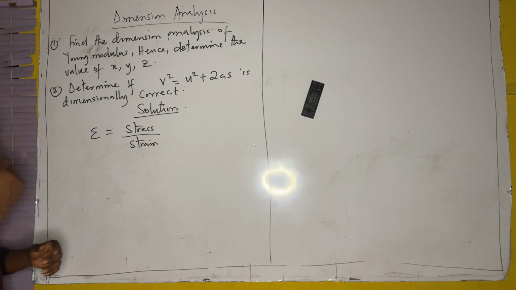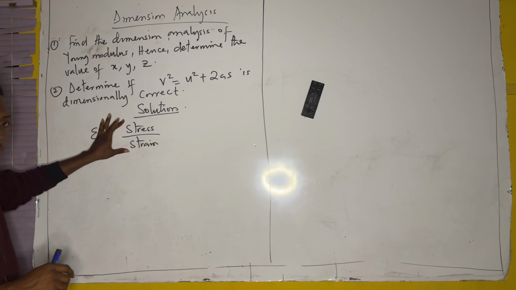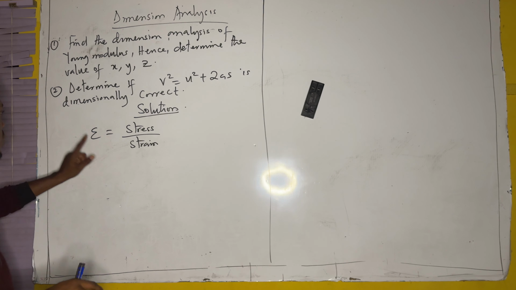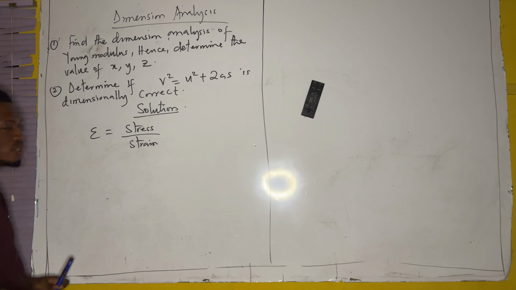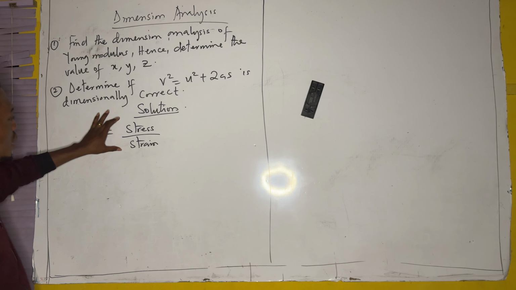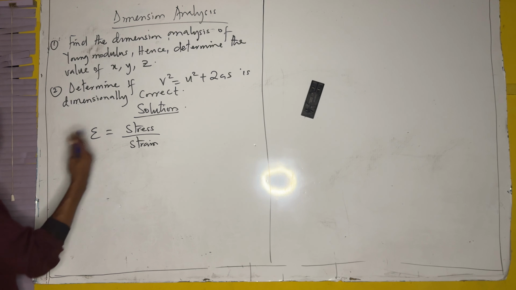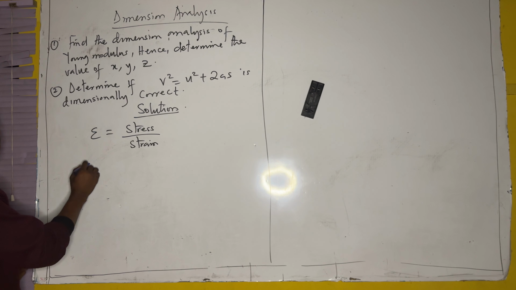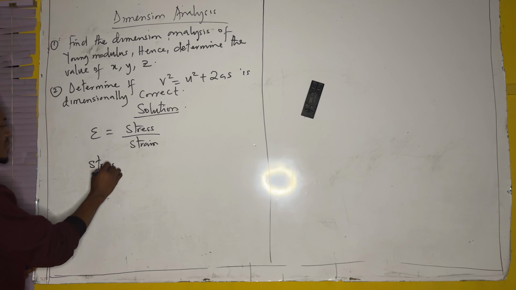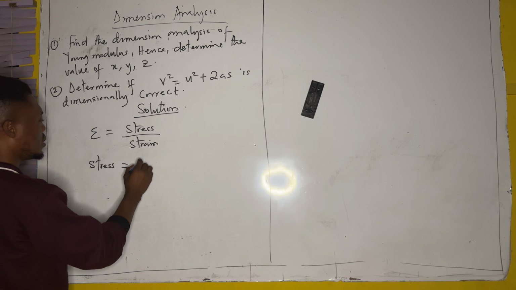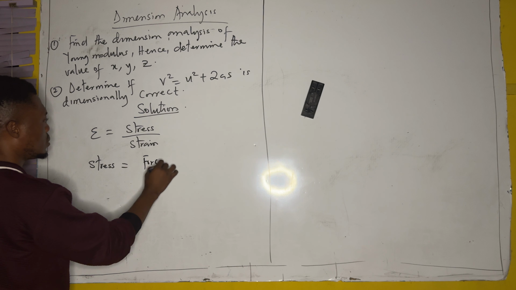The first thing I told you yesterday is that for every quantity, you must recall the formula. The formula is stress over strain. And I told you yesterday that the next thing is to look at the quantity again and see if those formulas have a formula. Now, stress. Does stress have a formula? Yes. And the formula of stress is force over area.